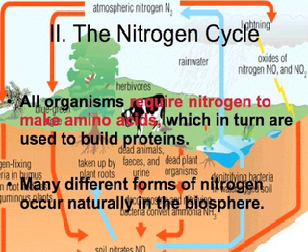The nitrogen cycle. All organisms require nitrogen to make amino acids, which in turn are used to build proteins. Many different forms of nitrogen occur naturally in the biosphere. Nitrogen gas makes up 78% of Earth's atmosphere. Nitrogen-containing substances such as ammonia, nitrate ions, and nitrite ions are found in waste produced by many organisms and in dead and decaying organic matter. Nitrogen also exists in several forms in the ocean and other large water bodies. Human activity adds nitrogen to the biosphere in the form of nitrate, a major component of plant fertilizers.